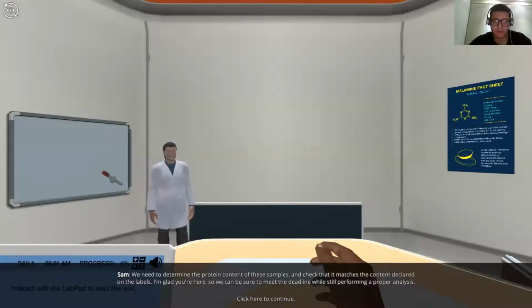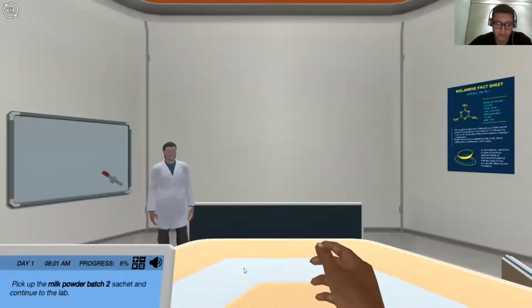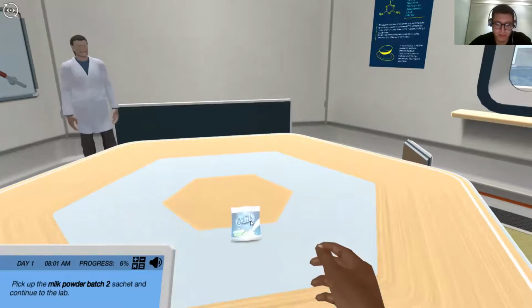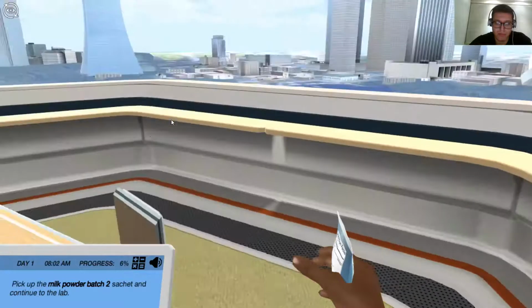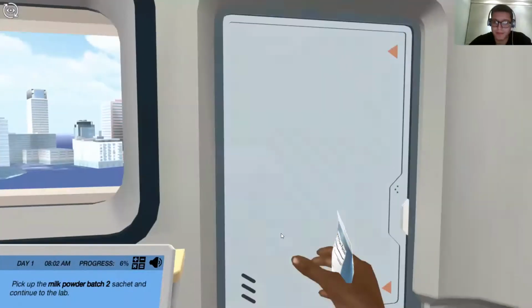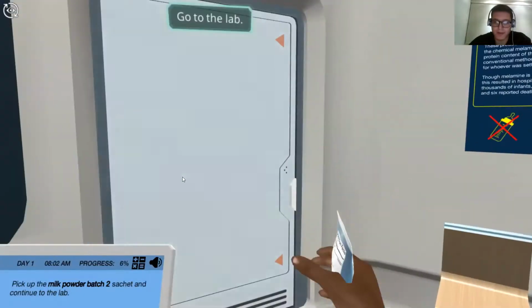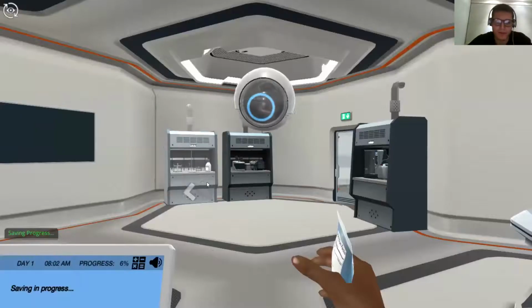We need to determine the protein content of these samples, and check that it matches the content declared on the labels. We will perform the analysis of each batch in triplicate, so we also get an idea of the variation of our method. I've assigned one of the replicates for batch 2 to you. Pick up the milk powder batch 2 sachet and continue to the lab. Put the milk sachet on workbench 1.